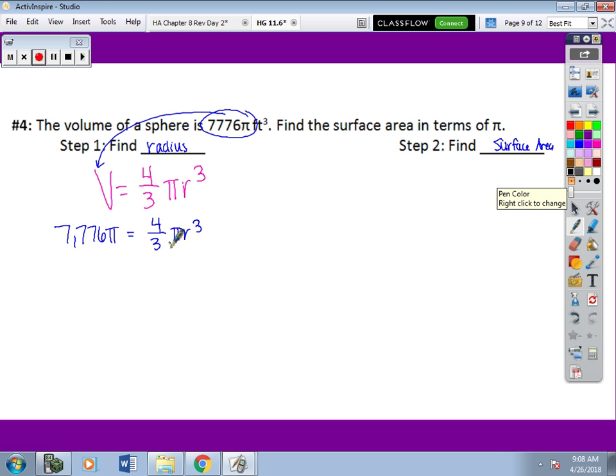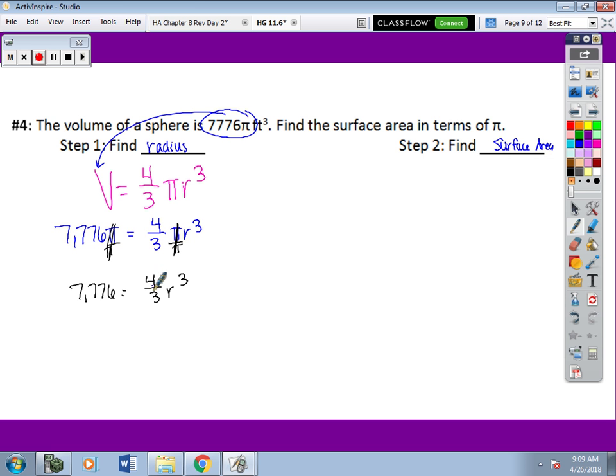So the first thing you might want to do is just go ahead and divide by pi. So those go away. All right, now, how do I solve for r? Right. Multiply by 3/4 on both sides, and then take the cube root of whatever you get. Yes. So two things you can do.